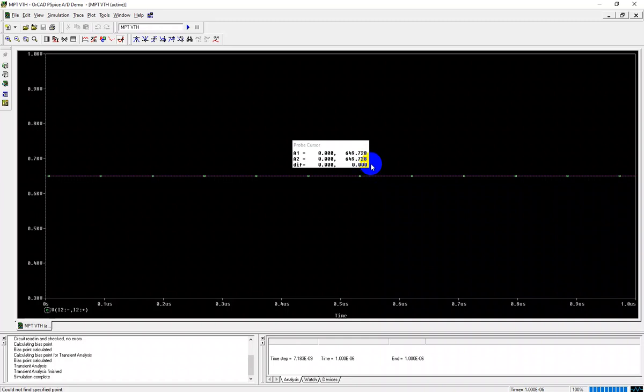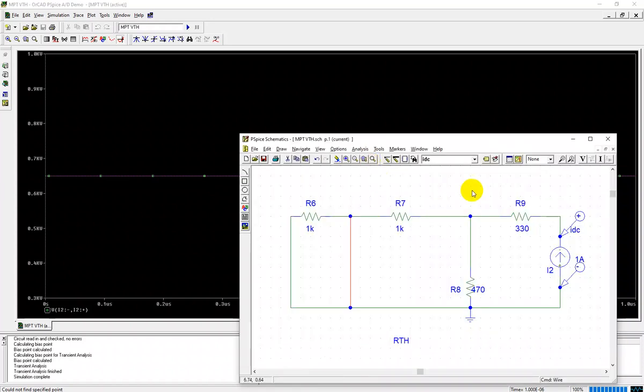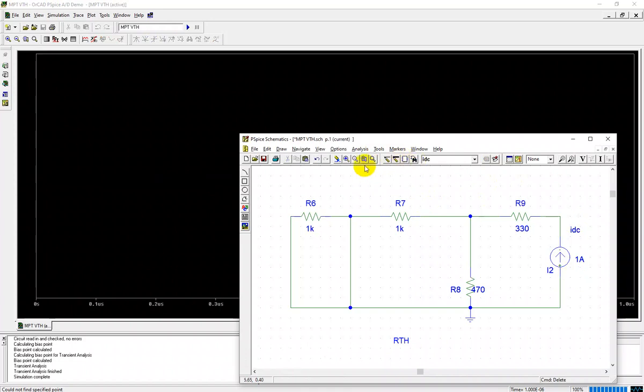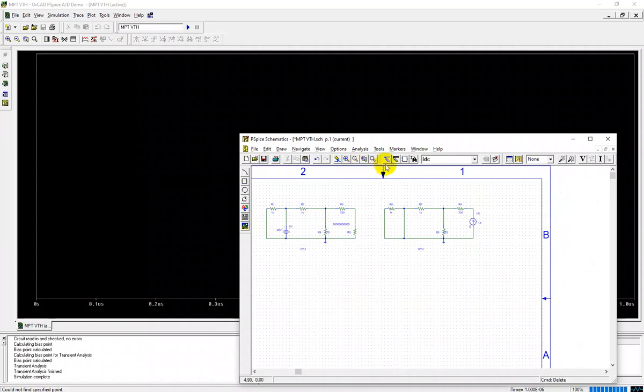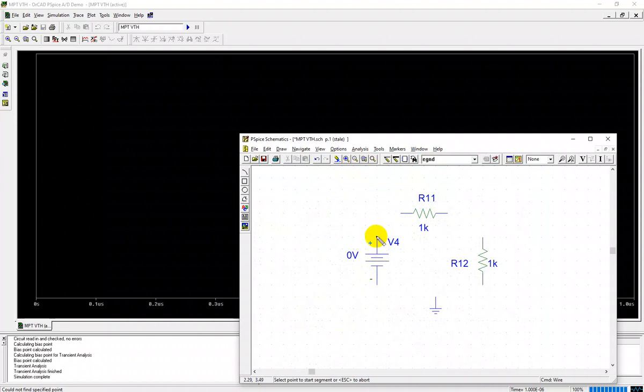Now, as we've done with VTH and RTH, let us plot for Pmax. So let us delete the probes. Let us do that in the same file. Let us zoom out. For that we need VTH. Let us take 1 VDC. We need 2 resistances. We need a ground. This EGND is the part name for ground. So let us zoom in on this area. Let us connect wires. So this is the Thevenin equivalent circuit.